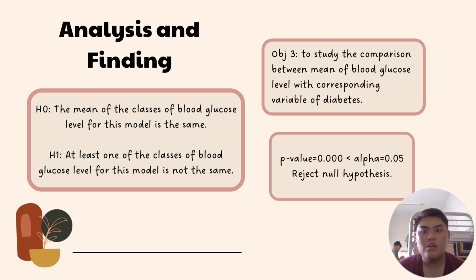As we conduct the ANOVA test using Minitab, we get a p-value of 0 with a 95% significance level, which means our p-value is less than alpha. So, the decision we can make here is to reject the null hypothesis. And the conclusion that we can make is the mean of blood glucose level for patients that are predicted to have diabetes is not the same compared to patients that are predicted to not have diabetes.